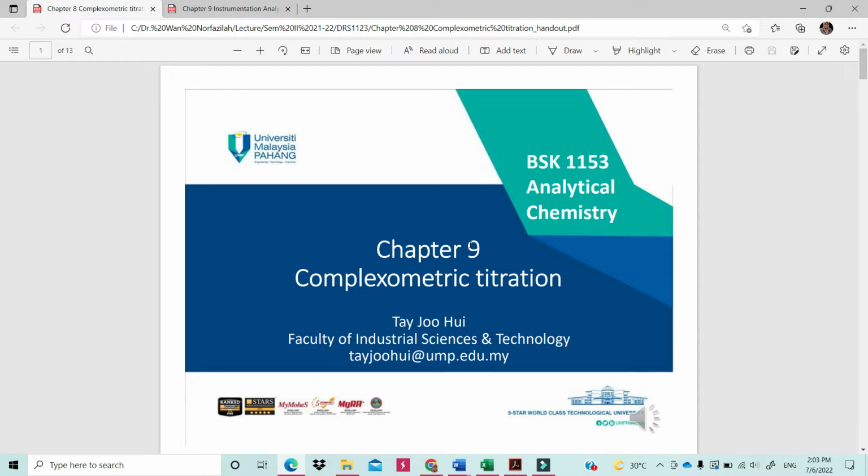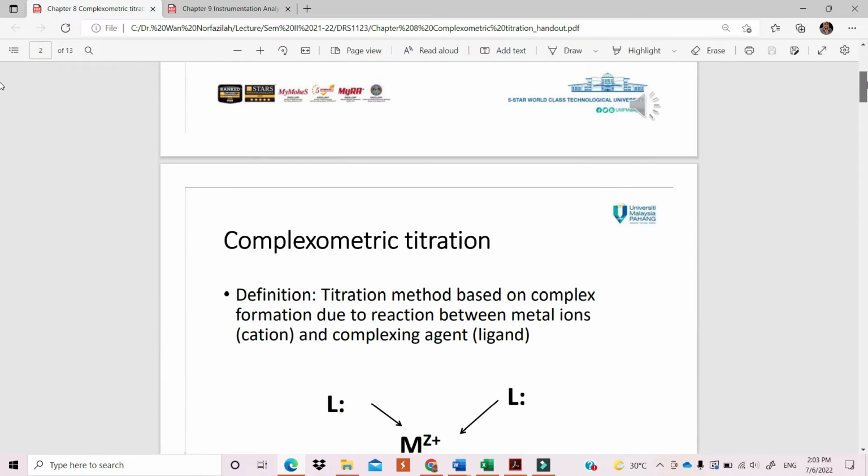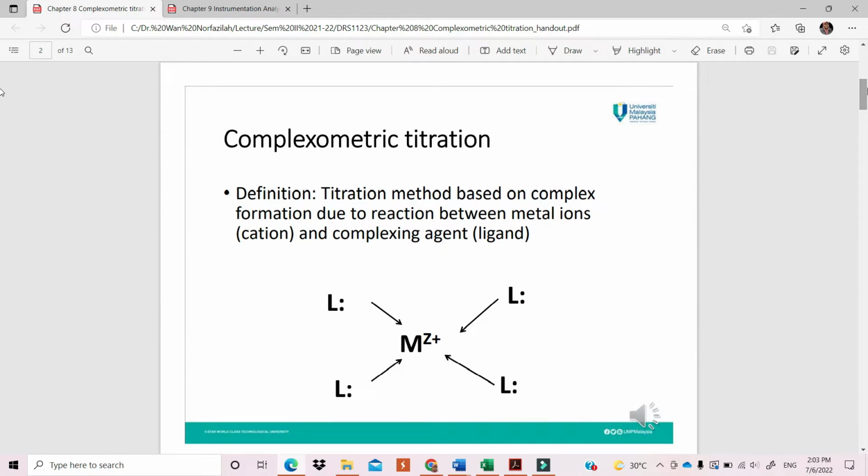Okay, so let's start with chapter 8, which is complex geometric titration. Of course, the first thing that you need to know and to understand is the definition. The titration method is the same, so you use a burette and conical flask to do the titration. The one that is different from other titrations is what you use as your titrant and titrand. So what is in the burette and what is in the conical flask.